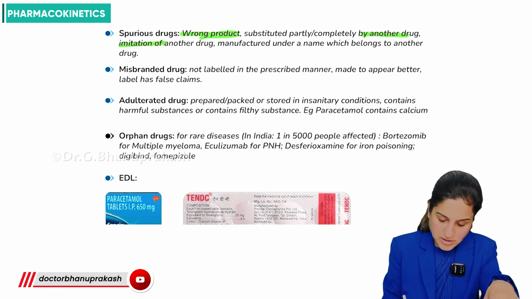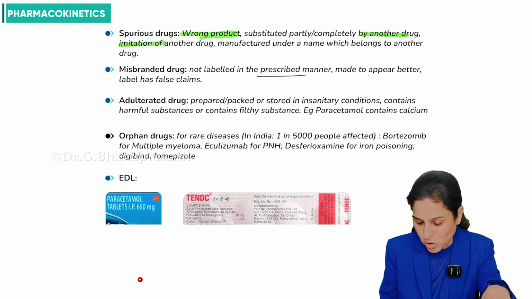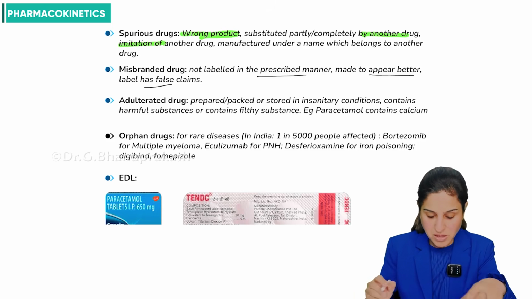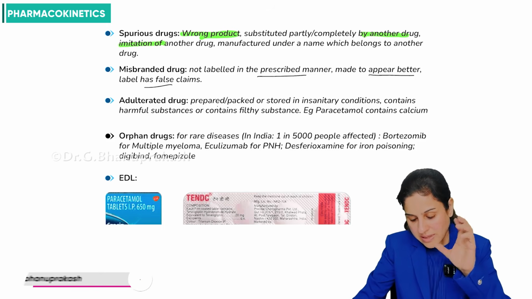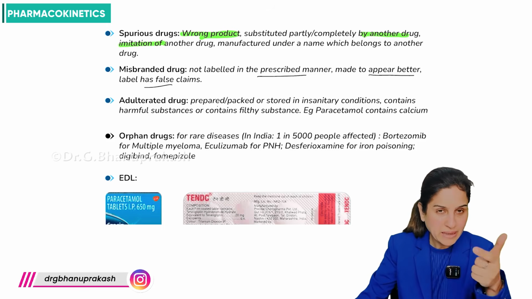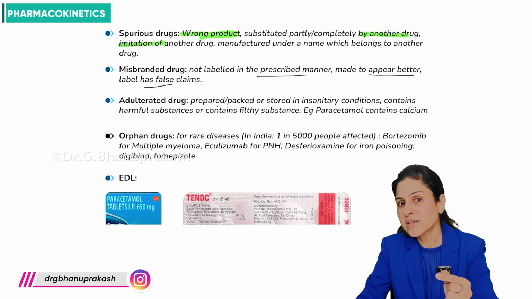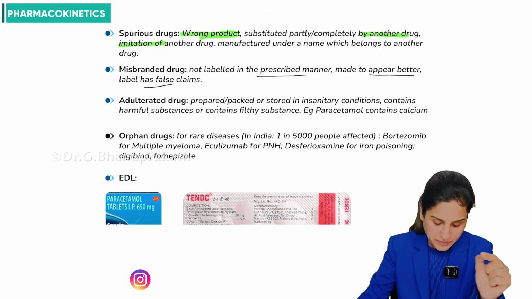Misbranded drugs are the drugs which are not labeled in the prescribed manner, and they're made to appear better or they have false claims. Just like this drug, it is not labeled properly, or there is a false claim that it has 500 milligrams of a drug but actually contains only 200. So it's a false claim.